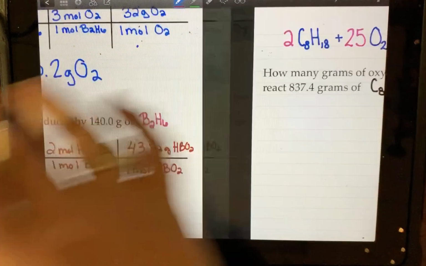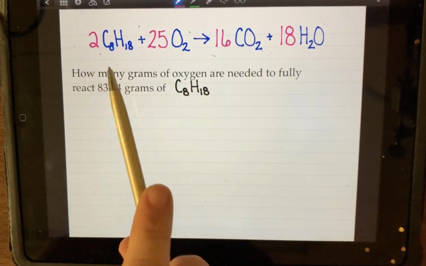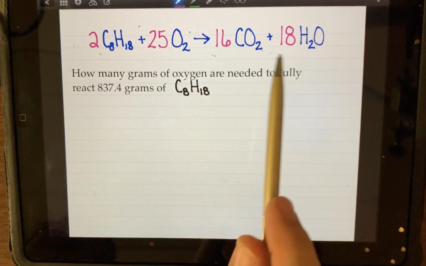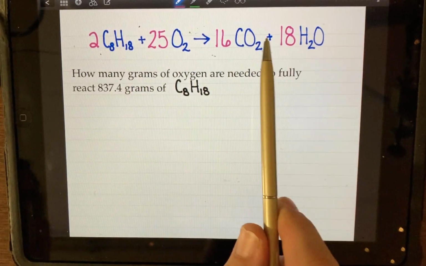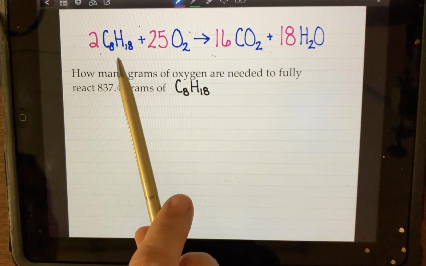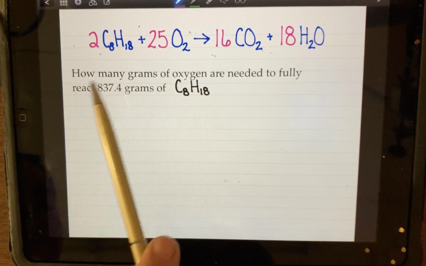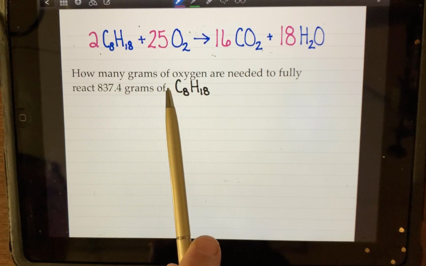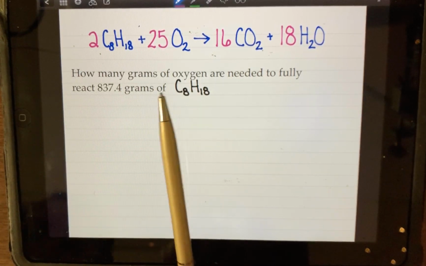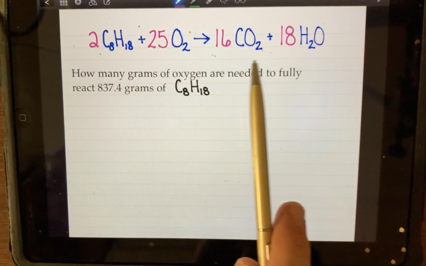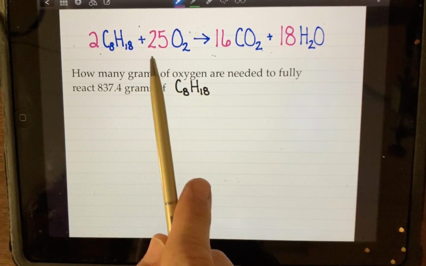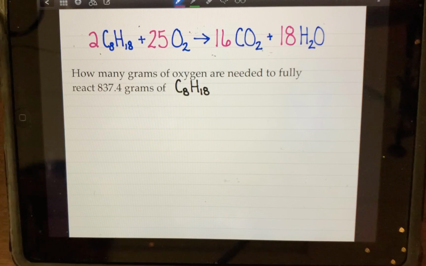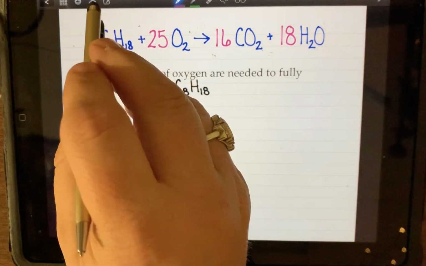Let's look at one more example. Here I've given you an equation: C8H18 plus O2 yields carbon dioxide and H2O. So this is a combustion reaction because I'm producing CO2 and H2O. I have a hydrocarbon in the presence of oxygen. The question asks, how many grams of oxygen are needed to fully react 837.4 grams of C8H18? Just looking at my ratios, it's a 2 to 25 ratio, so this is probably going to be a fairly large number. But let's go find out.